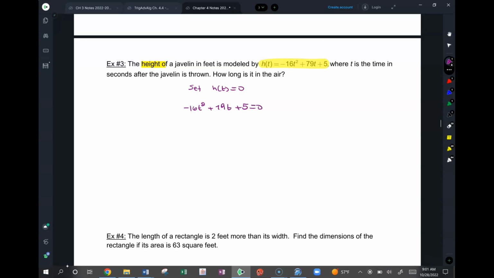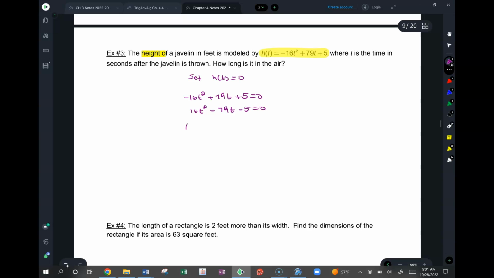Okay. When I want to factor, I hate having a negative in front there. So I'm just going to multiply everything through by a negative. 16t squared minus 79t minus 5 equals 0. Okay, now I have to factor this. And before you freak out, it's okay. Yes, big numbers, but it's okay.